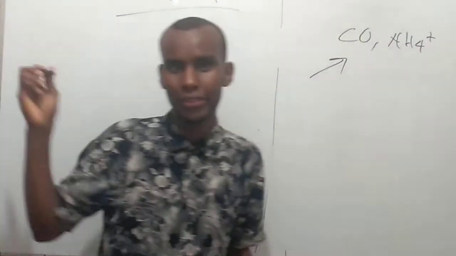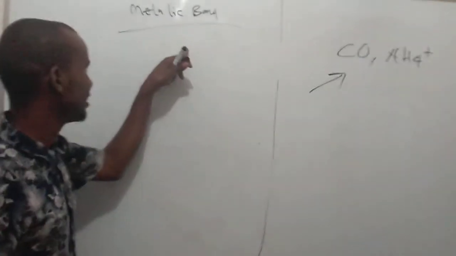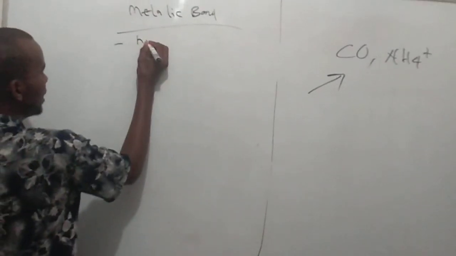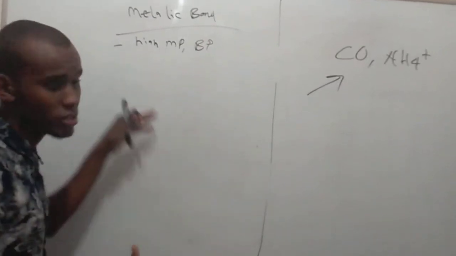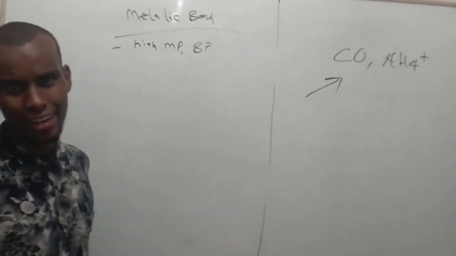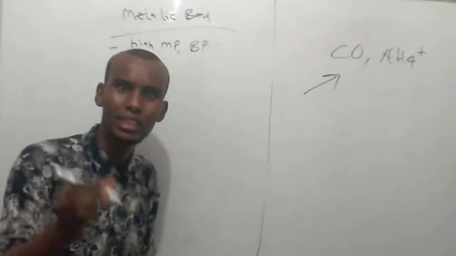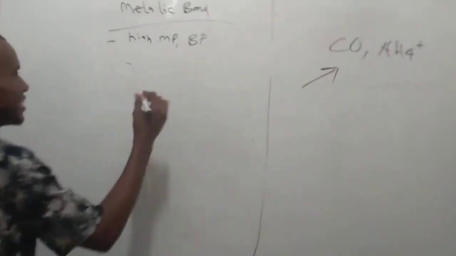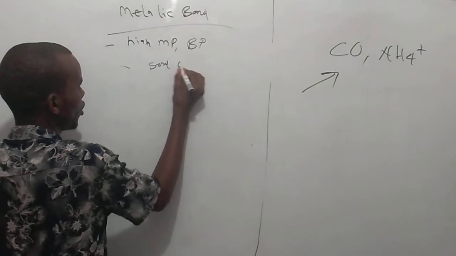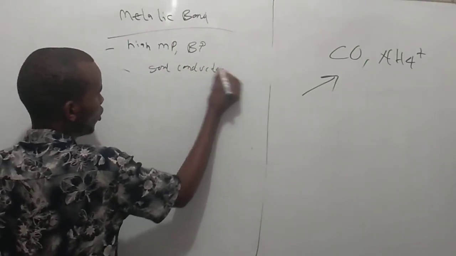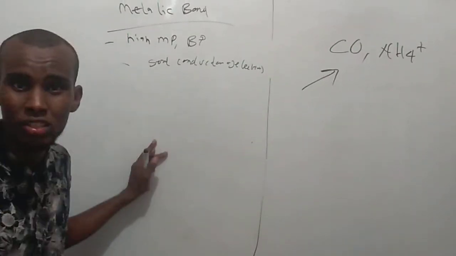As we said, the metallic bond exists between metals. What you have to know is that metallic bonds have high melting and boiling points, because a metallic bond is a strong bond and it's not easy to break. That's why it has high melting and boiling points. Another one is being a good conductor of electricity, because all metals have delocalized electrons.